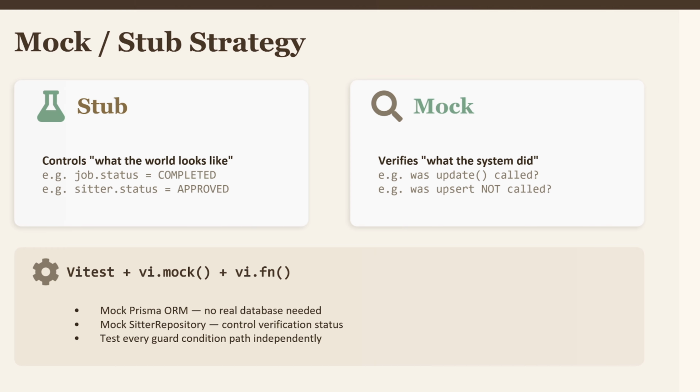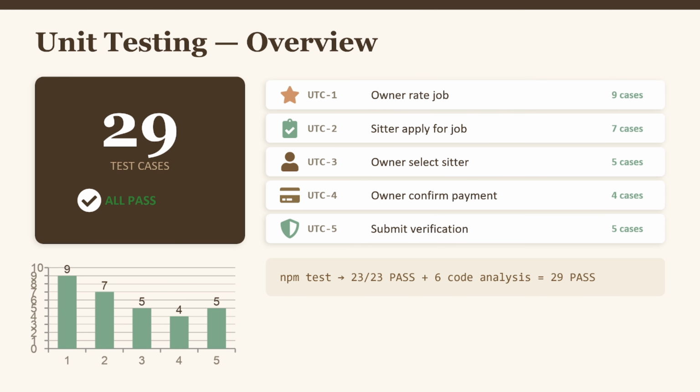And here are the results. 29 test cases total across all 5 functions, and every single one passes. rateJob alone has 9 cases because it has so many edge cases: boundary values, decimals, wrong status, duplicate ratings. applyForJob has 7 cases covering every eligibility check. When you run npm test, you get 23 out of 23 passing, plus 6 more we verified through code analysis. So 29 total, all green.